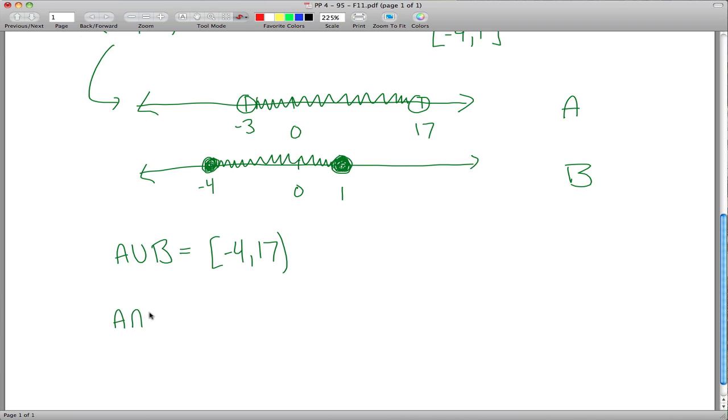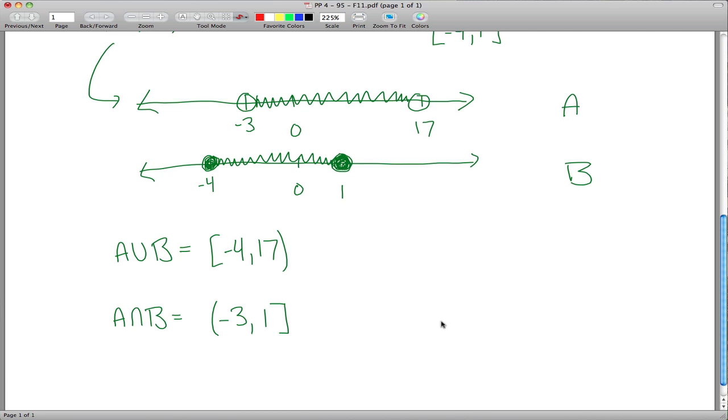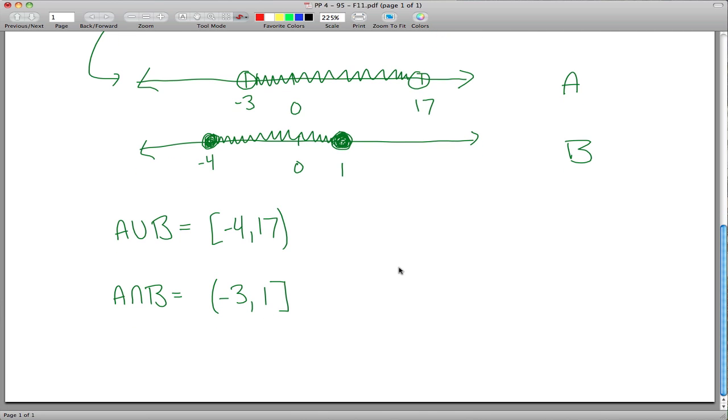And if we want A intersect B, those are the things that are in both this set and this set. So it looks like that's just the things from negative 3 up to positive 1. We don't want to include negative 3, but we do want to include positive 1. So those right there are your answers, and that's the end of the perfect problem.